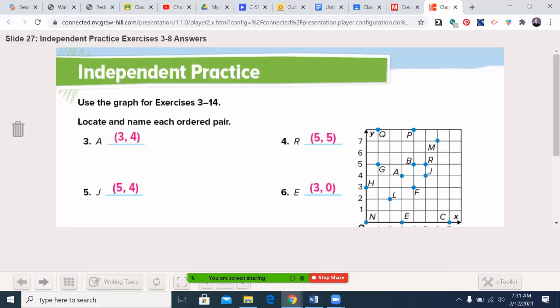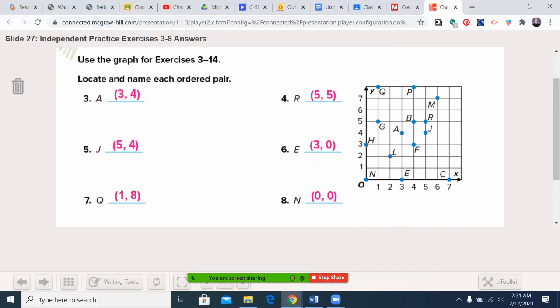Welcome back. Let's see how you did. Point A was at 3 over and 4 up. That makes sense. Number 4, R is at 5 over, 5 up. J is at 5 over and 4 up. And E was at 3 over and 0 up. And you couldn't see those other problems before. So that's where those are.